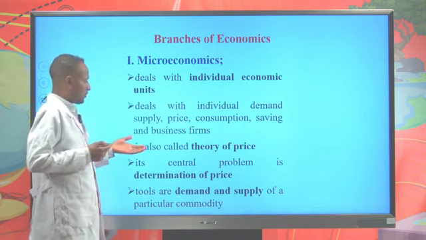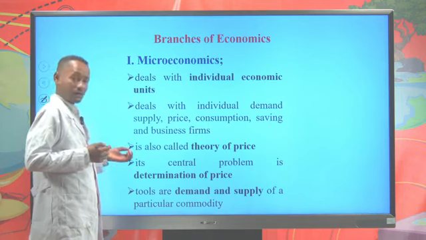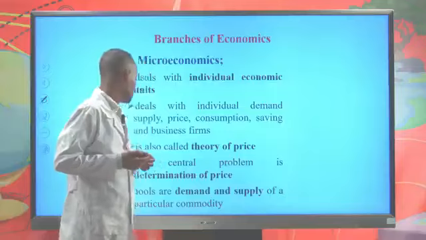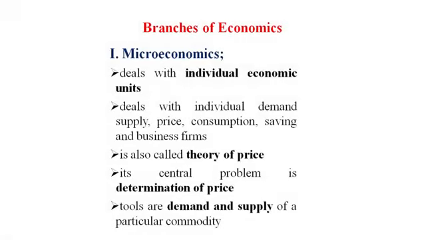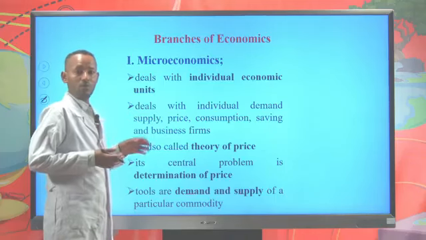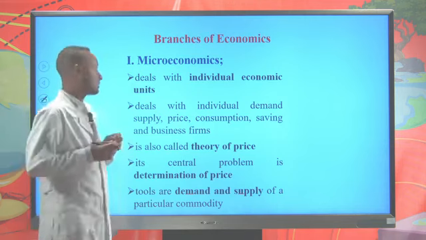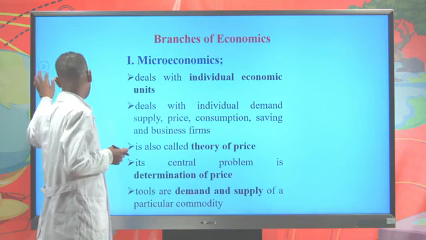Microeconomics is also called the theory of price, and the central problem of microeconomics is determination of price. And the tools used to determine price are individual demand and individual supply. Individual demand and individual supply are the tools used to determine the market price under microeconomics. This microeconomics is a theory which was proposed by Adam Smith, and Adam Smith is generally considered as the father of economics.